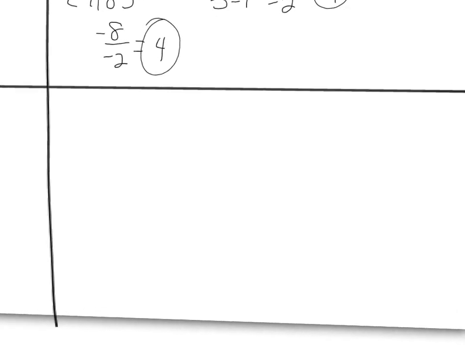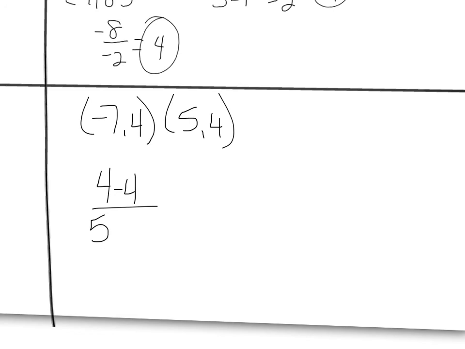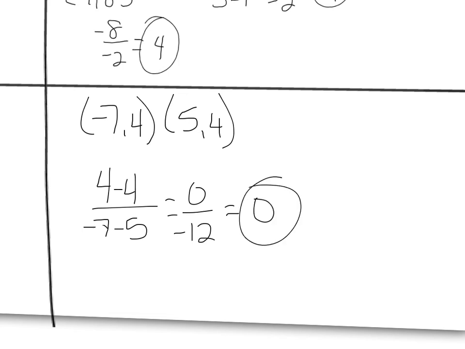It just doesn't work. So let's look at this one where I have (-7, 4) and (5, 4). So if I take my y-coordinates and I subtract them, and I take my x-coordinates and I subtract them, I end up with 0 over a -12. Notice I have a 0 in my numerator. I can take 0 divided by a number. 0 divided by a -12 is just 0. So my slope would be 0. And this would just be a horizontal line.